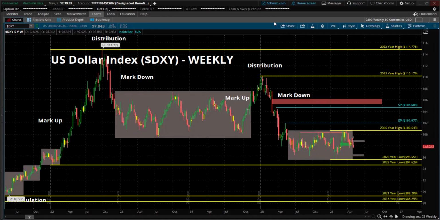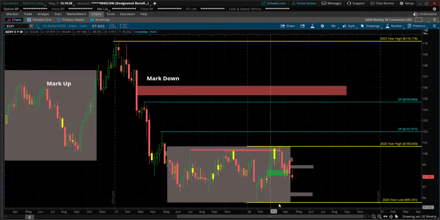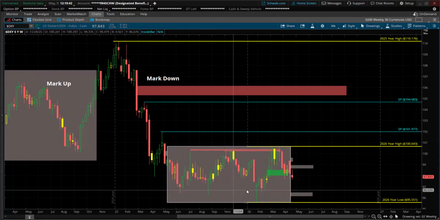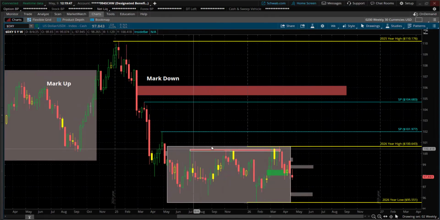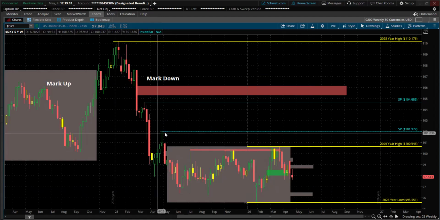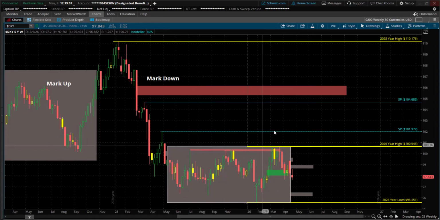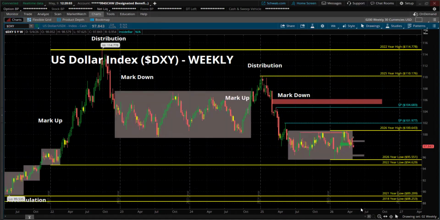US dollar index, based on the chart on this weekly time frame. Again, here's the high for the year. Here's the low for the year. Each time we came down here, we had buyers willing to step in. And on the upside, we just haven't taken out this swing point. So again, new buyers haven't stepped in to take it higher here. It's in a range. You can still trade and invest in that.